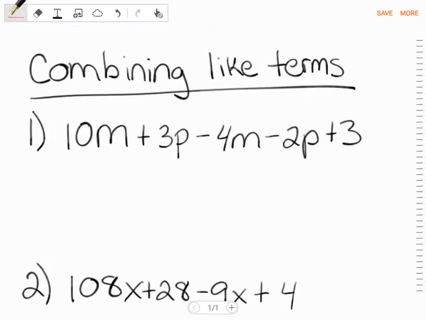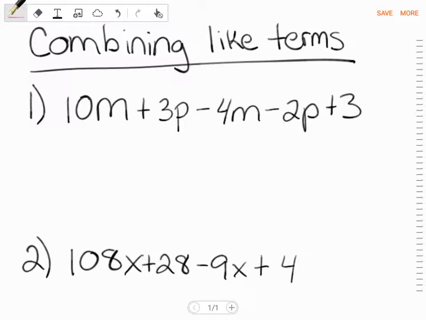Alright, so today we're going to talk about combining like terms, and that means when I'm looking at these problems, I need to be able to identify what my like terms are. Like terms are terms that have the same variable that's raised to the same power. Just look here at number 1, I've got 10m plus 3p minus 4m minus 2p plus 3. We need to figure out which ones are like terms.